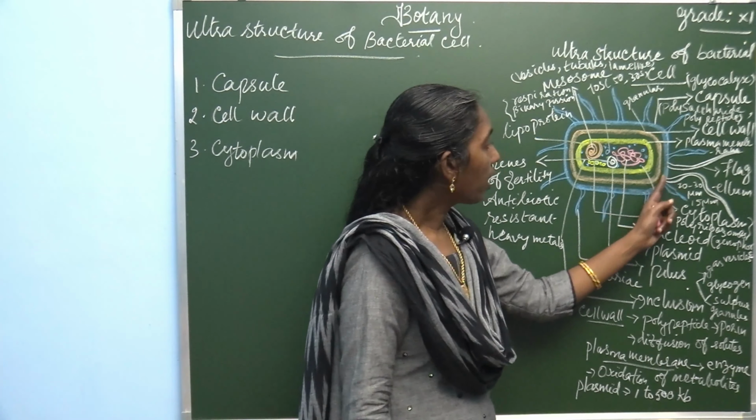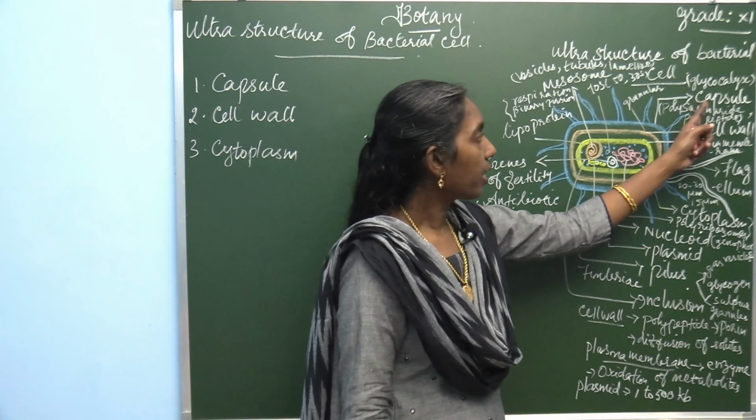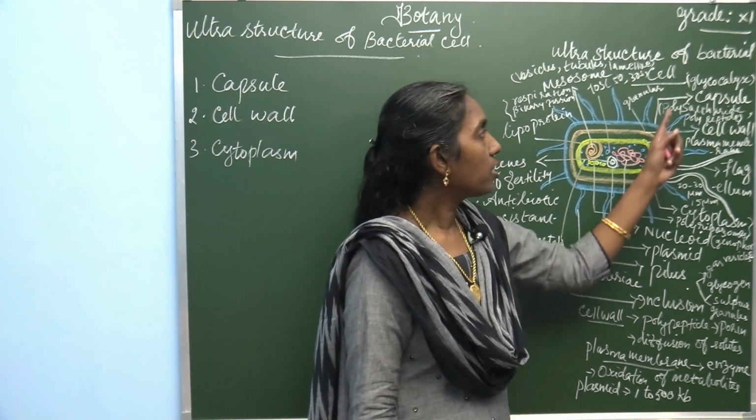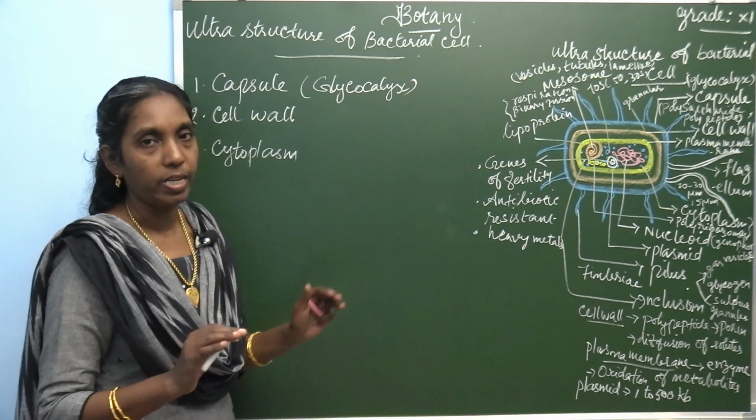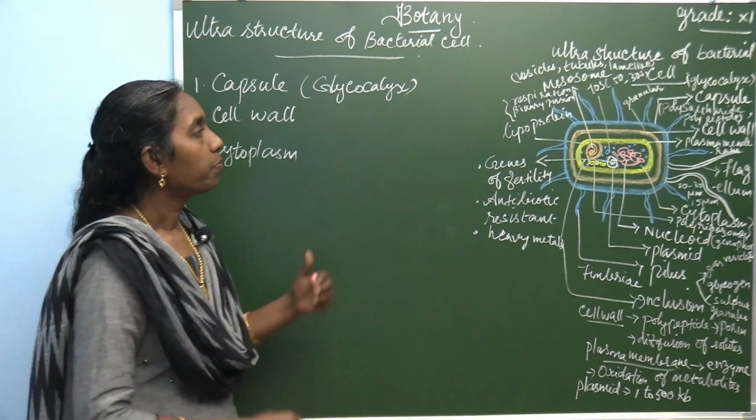The outermost layer is known as capsule, or it is known as glycocalyx. Inner to this capsule there is a layer called cell wall. Inner to cell wall there is a membrane, the plasma membrane, and inner to the plasma membrane there is a region called cytoplasm. Let's learn one by one.